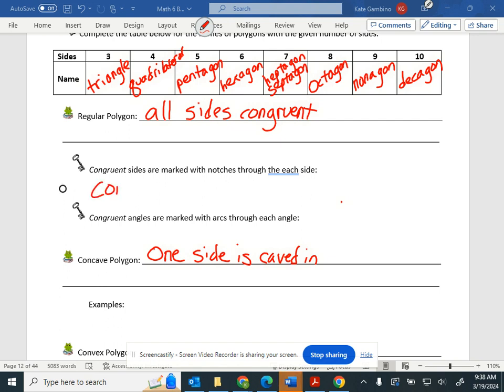Convex. Remember, convex is inside angles are all small. So I remember it as no cave-ins. The inside angles are all small. The way I remember, concave has cave-ins, convex does not. If you want to write the full definition that's in your binder, go for it. For myself, I just remember concave caves in, convex does not. Regular, all sides are congruent.